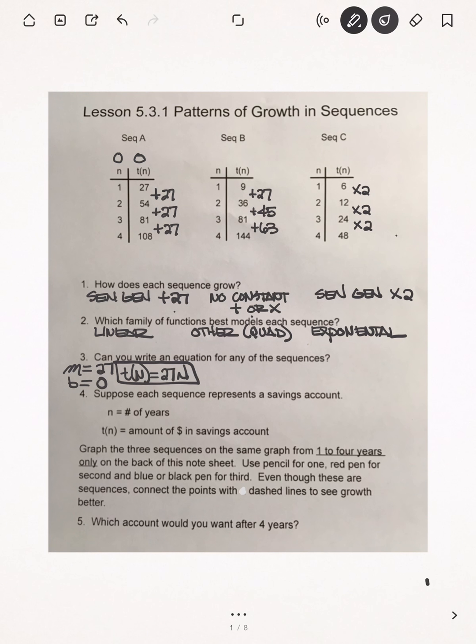Now, I am not going to write an equation for sequence B. I know it's quadratic, but we don't know enough about this yet to write the equation, so we're not going to worry about it right now.